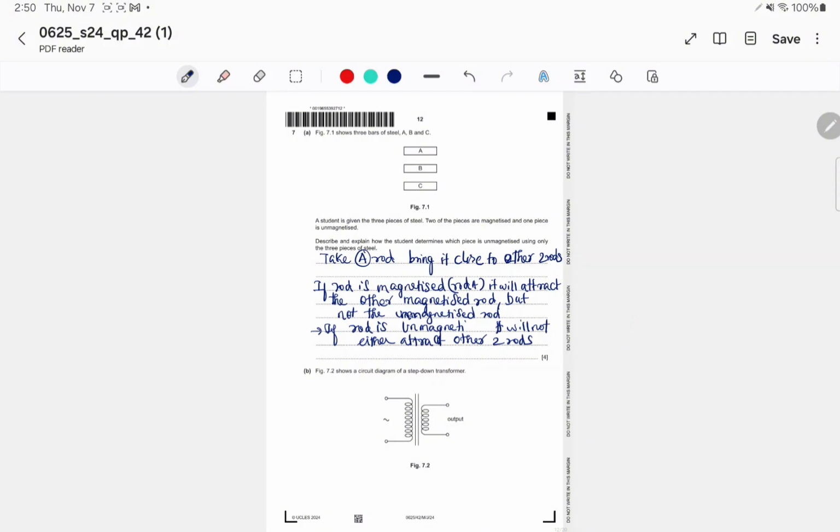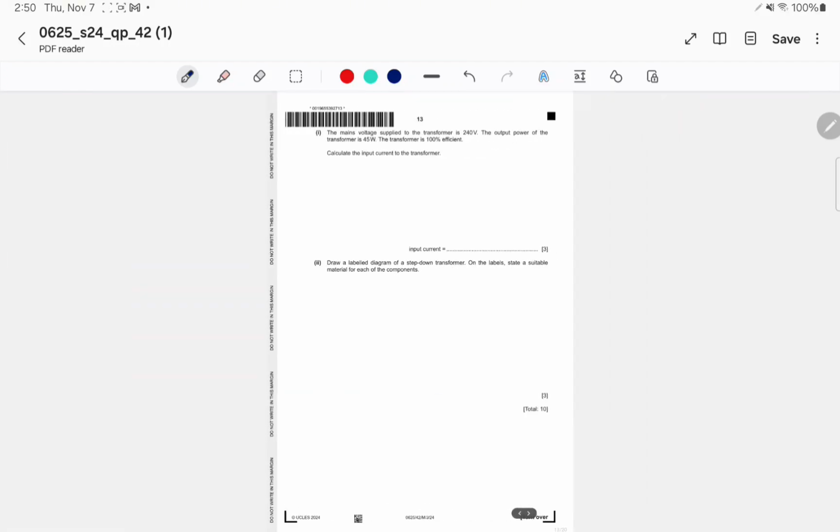Next, the question shows a circuit diagram of a step down transformer. The mains voltage supplied to the transformer is 240 volts. The output power of the transformer is 45 watts. The transformer is 100% efficient. Calculate the input current of the transformer.